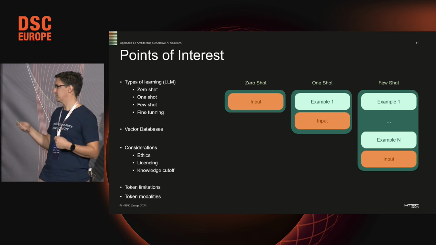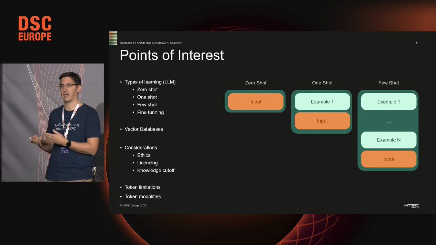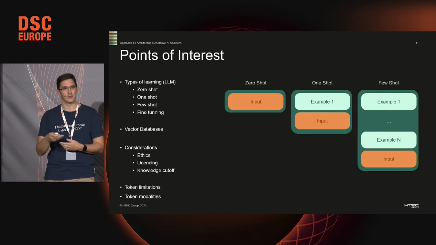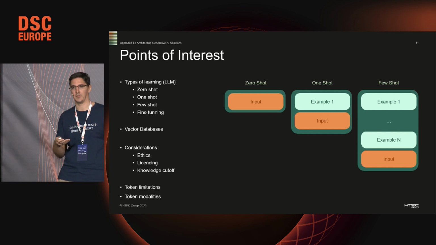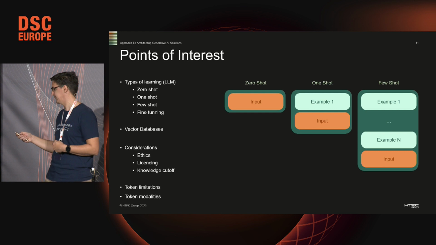And last but not least, token modalities. I mentioned that you have multimodal models, so you need a way of transforming tokens of each representative data type into a numerical representation. You have a way of doing that.